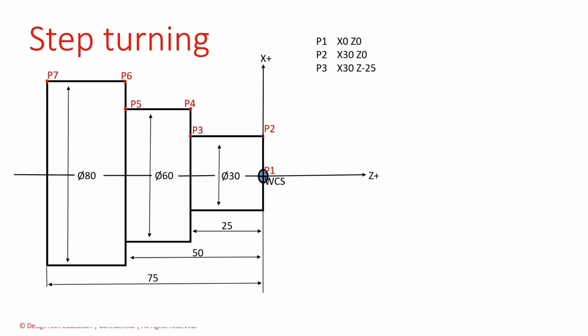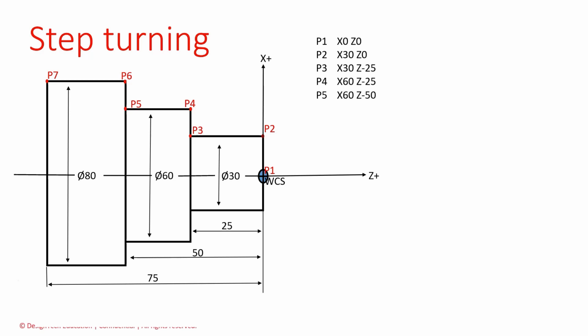The next point is P4. It is moving in a vertical direction based on the previous point. But we have calculated all values from the origin point. That P4 point value is X60, Z-25, because the second diameter is 60 mm and the diameter starting value is Z-25. The next point is P5. It is moving in a horizontal direction based on the previous point. The second diameter length is 50 mm from the origin. That point value is X60, Z-50.